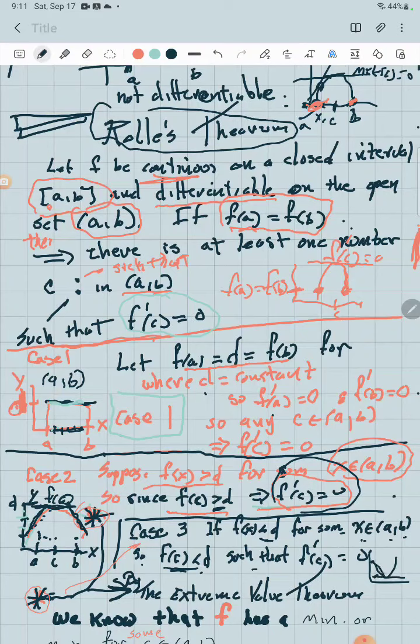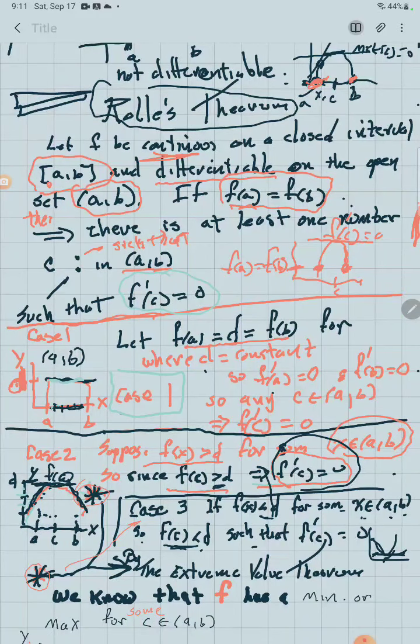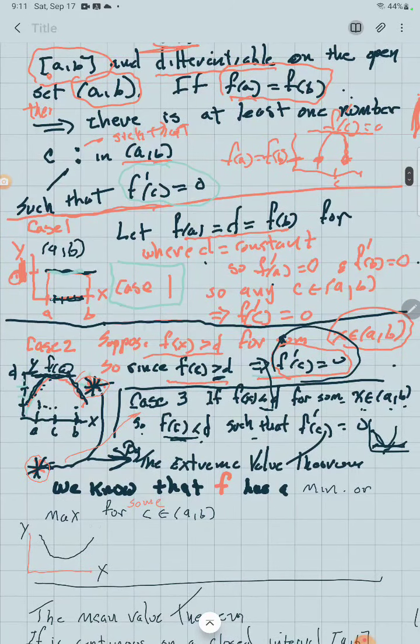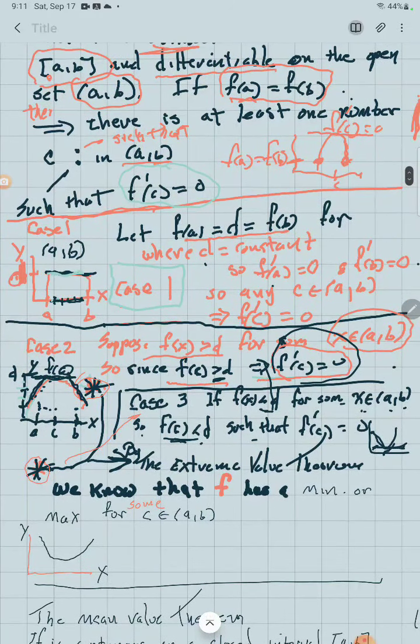Right here the tangent line is negative, see? Here the tangent line is 0, and here the tangent line is positive. So necessarily, at some point, there must be a c such that the slope of the tangent line is equal to 0, right? We know that f has a minimum or a maximum for some c value, an element between a and b.